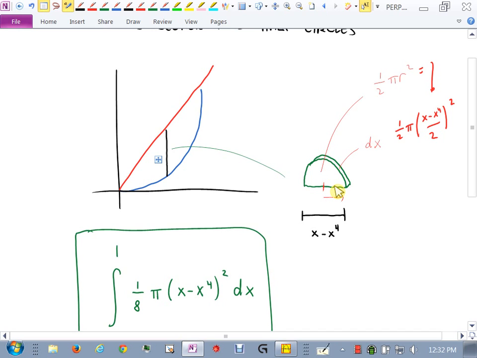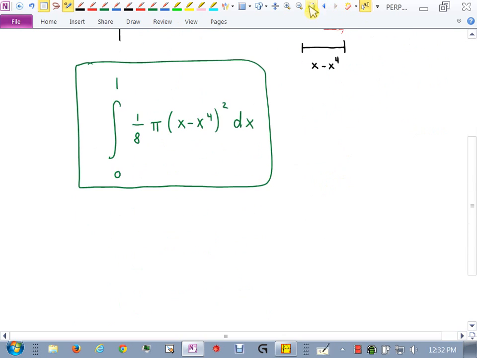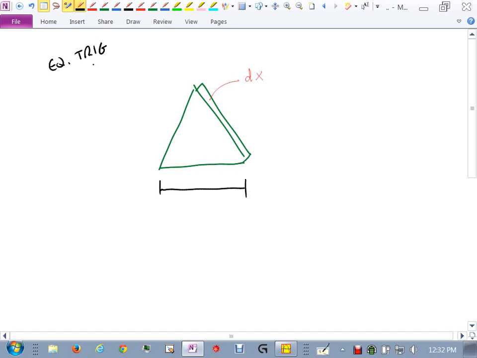Another one would have been the same exact setup, but perpendicular cross sections form equilateral triangles. So now what you have is your picture here. Instead of being this, I'll just go to a new page. Your picture would look like this. You still have a width of dx. I'm going to put up here, equilateral triangles. This is x minus x to the fourth, but you need to find that area.